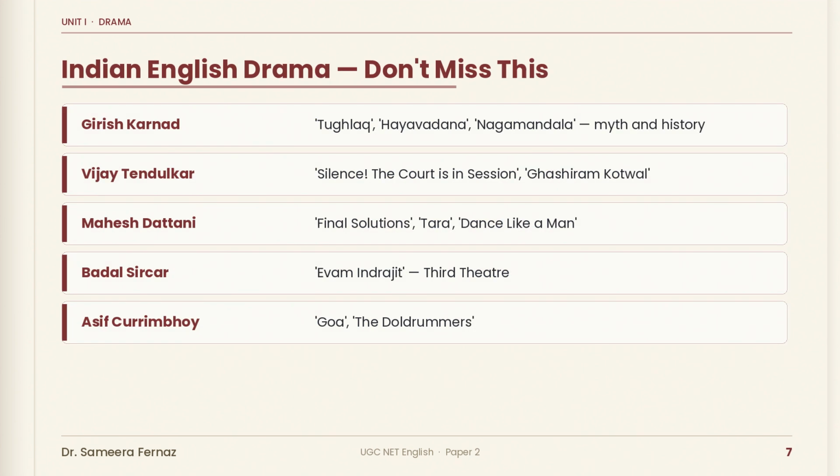Indian English drama is asked almost every year, so do not miss it. Girish Karnad wrote Tughlaq, Hayavadana and Nagamandala, blending myth and history. Vijay Tendulkar wrote Silence! The Court is in Session and Ghashiram Kotwal. Mahesh Dattani gave us Final Solutions, Tara and Dance Like a Man. Badal Sircar wrote Evam Indrajit and founded the Third Theatre, and Asif Currimbhoy wrote Goa and The Doldrums.